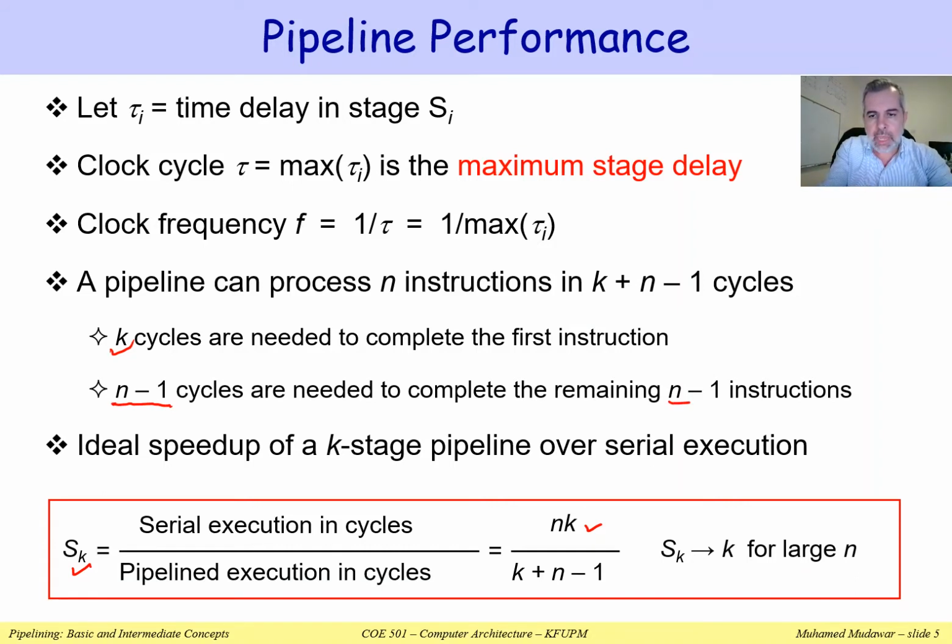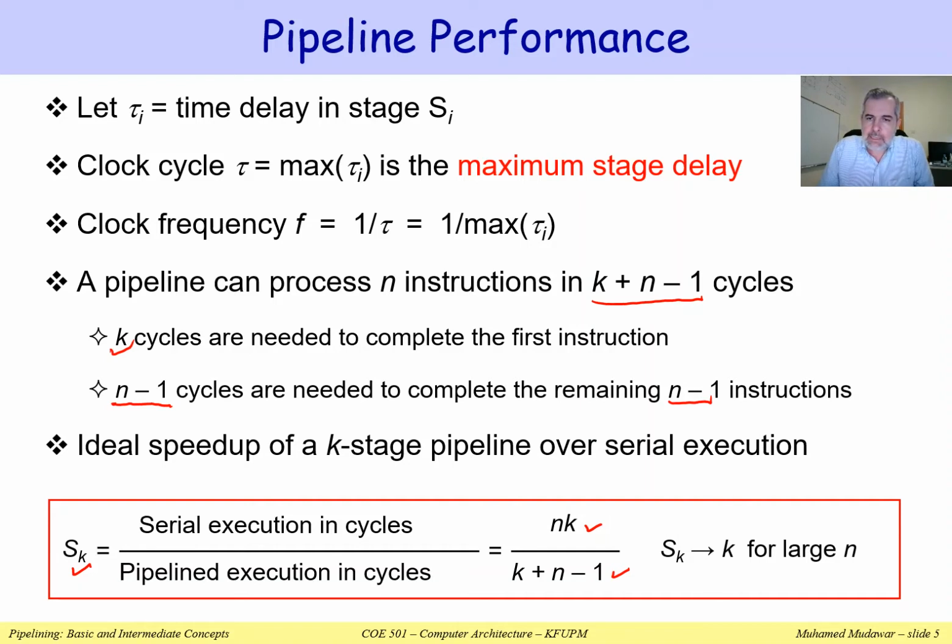So in total, we have k plus n-1 cycles. This will be the pipeline execution time in clock cycles. So if I would like to calculate now the speedup, the speedup becomes the ratio of nk divided by k plus n-1. This is the speedup equation for a k-stage pipeline. That's the theoretical speedup.